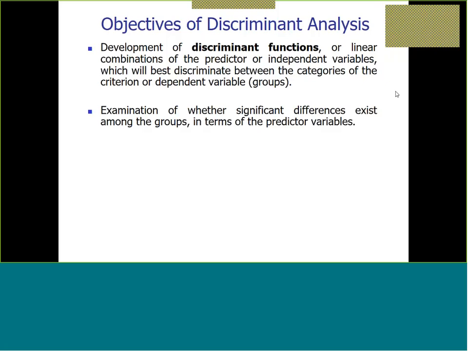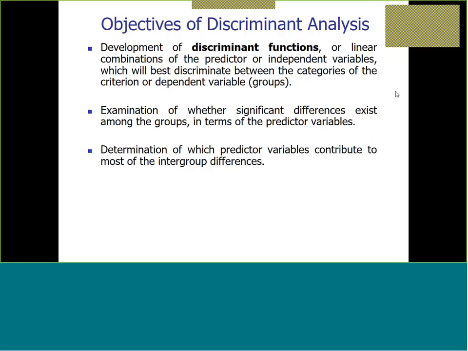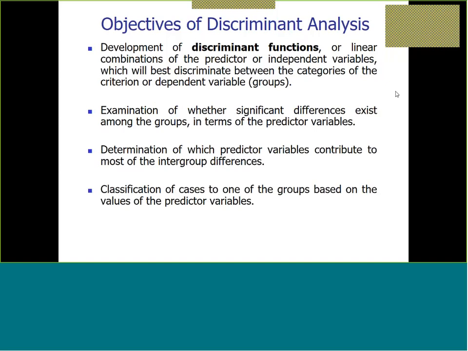So the next one is examining whether these significant differences exist among the groups in terms of predictor variables. Then determination of which predictor variable contributes most to the intergroup differences, meaning the differences between the groups, and classification of cases to one of the groups based on the values of the predictor variable, and evaluation of the accuracy of classification. So these are the steps involved in discriminant analysis. But at the end of the method, what we have to identify is which category discriminates more than the others.